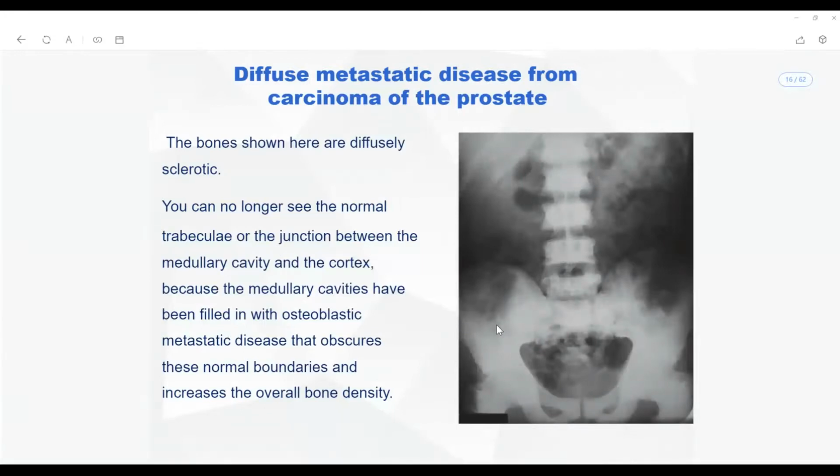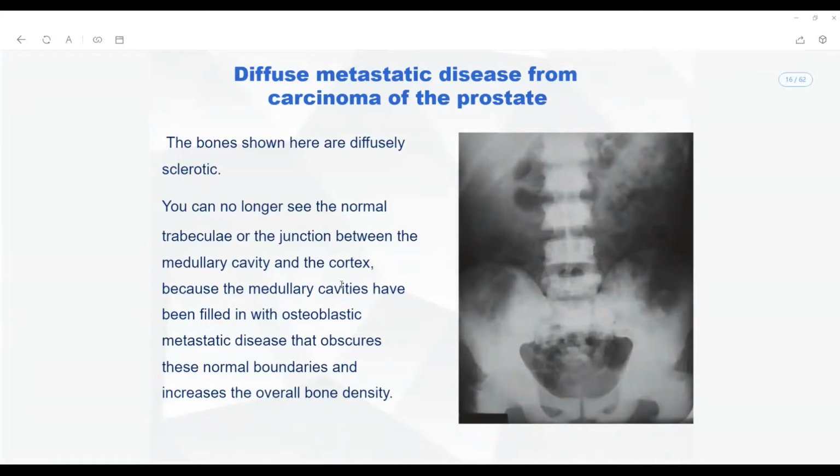They became much whiter and they are dominating the shadow of the normal trabeculae, and the junction between the medullary cavity and the medullary cortex as well. So we cannot see the differentiation of the cancellous bone, the medullary cavities and the cortex. So that's the reason they appear technically much more white.